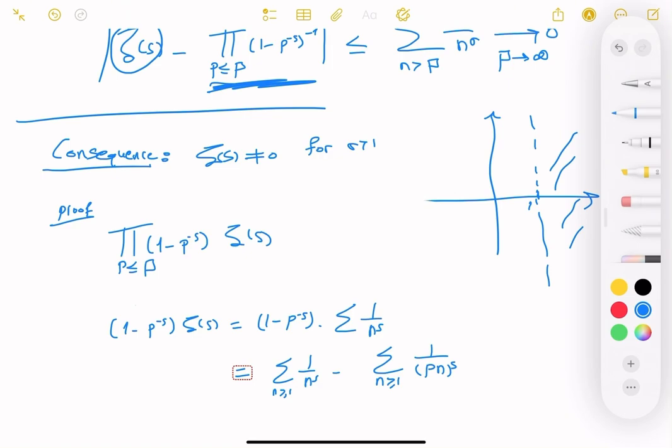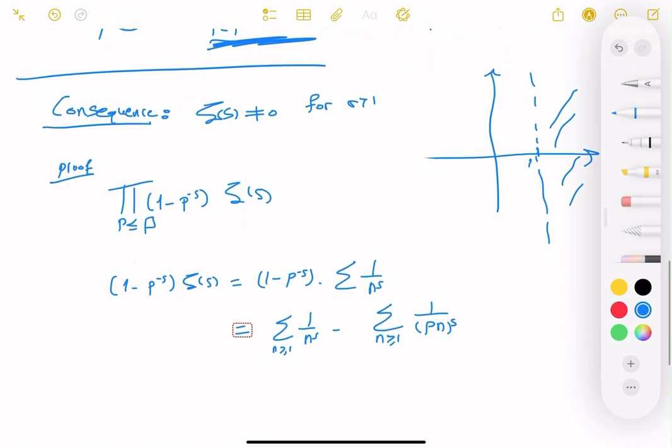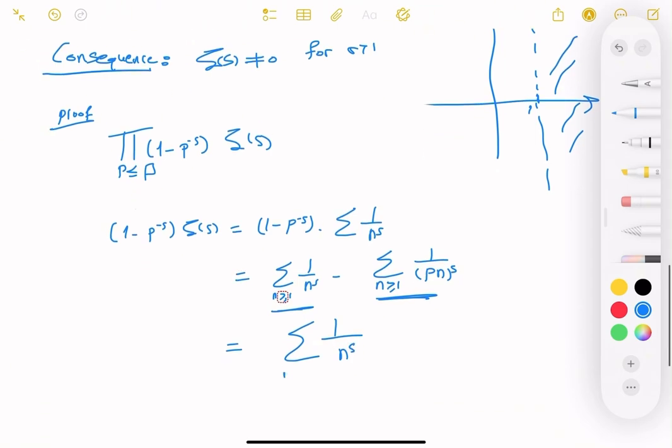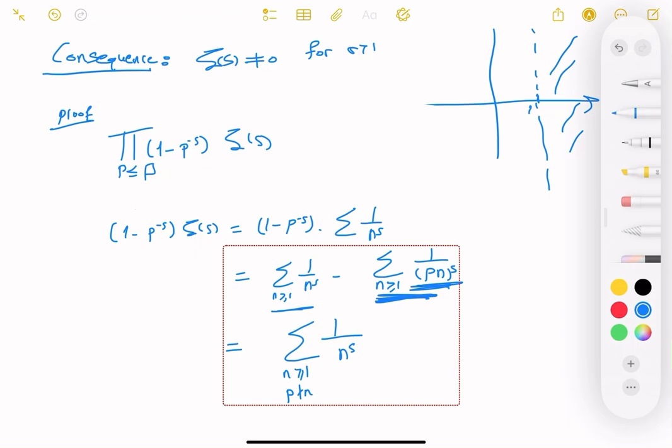And since these sums are absolutely convergent, and this is just a sub-series of this thing, we clearly see that this is the sum of 1 over n to the s, n bigger than or equal to 1, and p doesn't divide n. Okay, so we take out all of the n's that are divisible by p. This is exactly what we're doing here. And excuse me, this should have been bigger than or equal, because 1 is not taken out here.